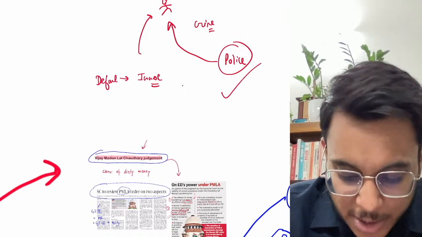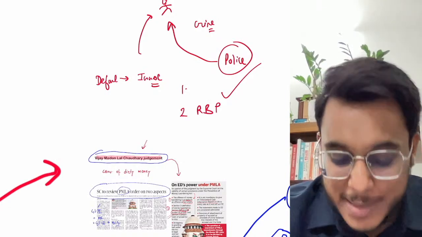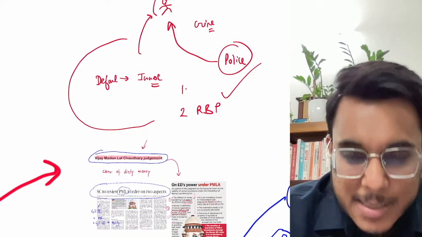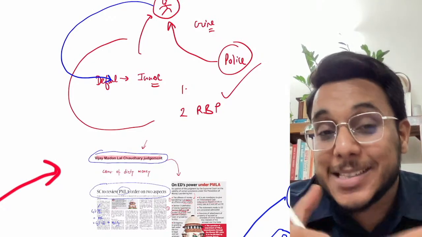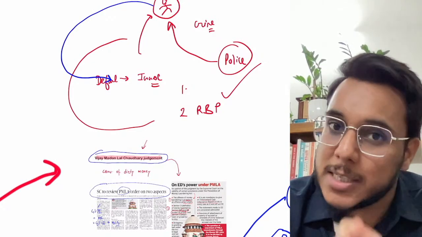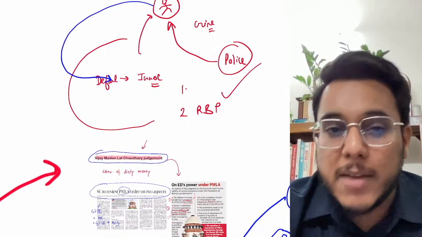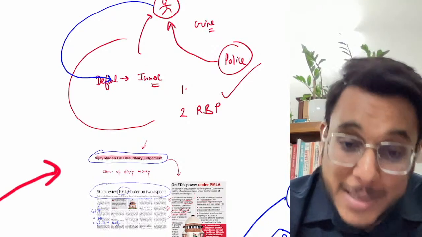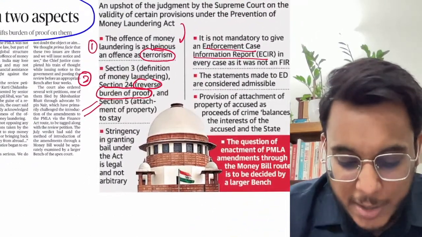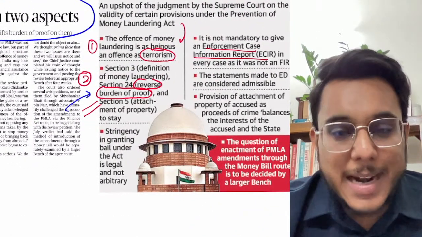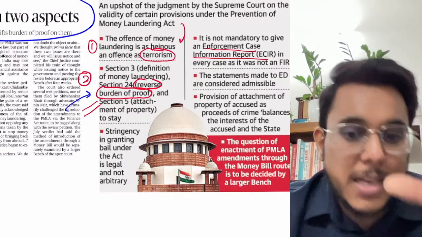Now, the other condition is the reverse burden of proof. Reverse burden of proof means that by default it will be believed that the person is guilty, and now the person has to prove he is not guilty. Originally the person is believed innocent and the police has to prove he is guilty, but in reverse burden of proof, the person will be believed to be guilty, and the person himself has to prove that he is not guilty. In the Prevention of Money Laundering Act, there is a reverse burden of proof. It means that the person being investigated under the PMLA by the ED has to prove that he is not guilty. He has to bring the evidence.